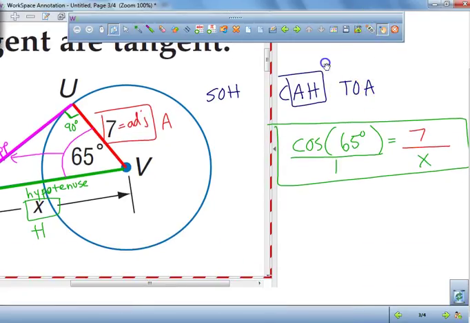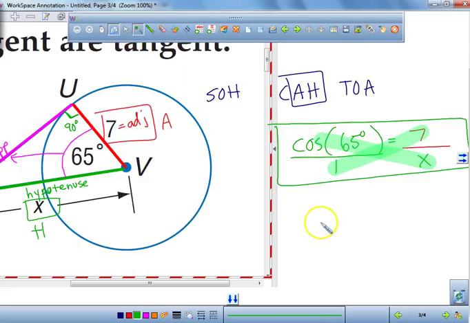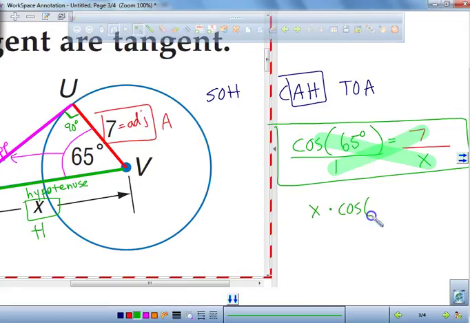Now, everybody, that's how you set up the proportion. But you need to look at it carefully because it doesn't just automatically give you the answer. We actually do have to do a little bit of cross multiplying. The only time you ever use the inverse is when you're trying to find the measure of the angle. That's what we're eventually going to have to do. You have x times what? X times the cosine of 65 degrees is equal to the number 7.